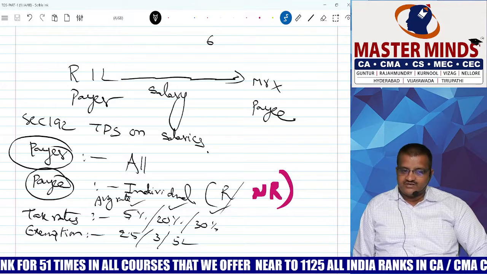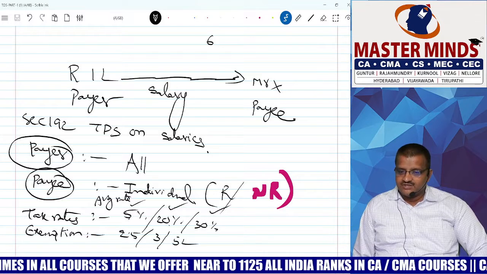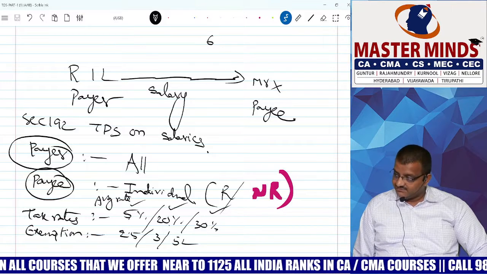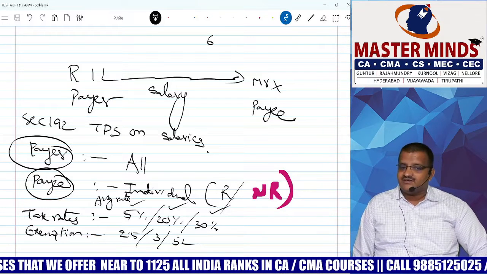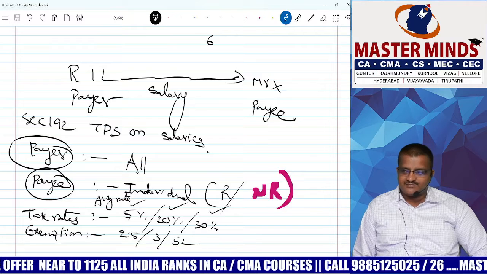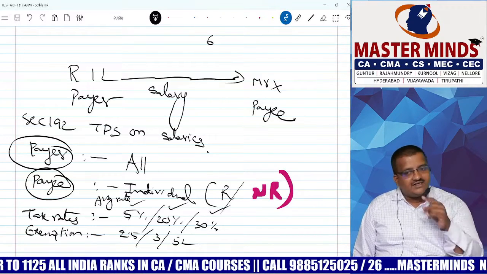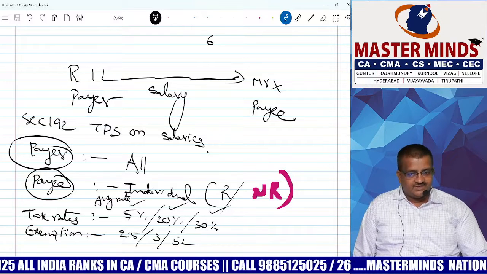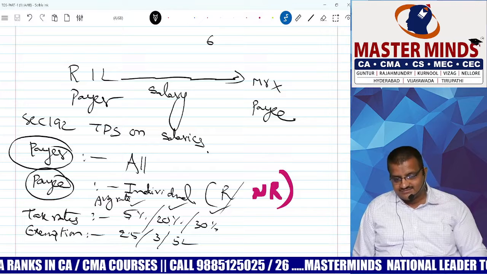If you clear group 1 or group 2, the final groups, you will get a 30,000 stipend, during articles only. Tell me, is TDS applicable or not? No, because that income is not at all taxable. The moment the article tenure is completed, it is taxable from the next month onwards.